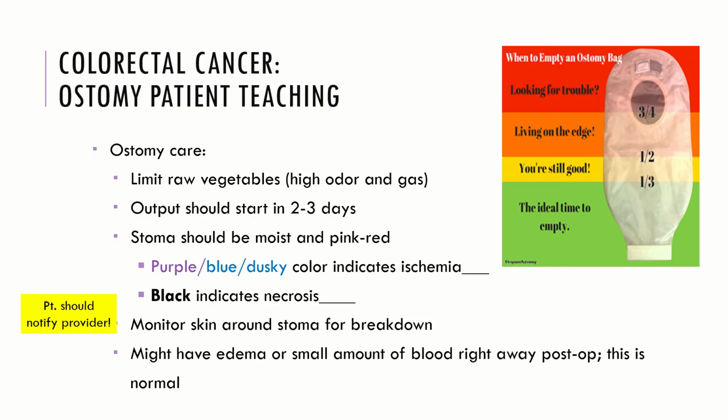This little picture up in the right upper corner or the right middle shows when to empty the ostomy bag. So this is a nice visual that you could print out to show your patient, showing that at about a third full we should be emptying the bag. That's the ideal time. When you get about half full, you're still okay, but we really need to empty it at that point or find a place to empty it. Once we hit over halfway, we're living on the edge, and 3/4 of the way full, we're looking for trouble. We definitely don't want any backup into the colon again or in the small intestine for ileostomies.